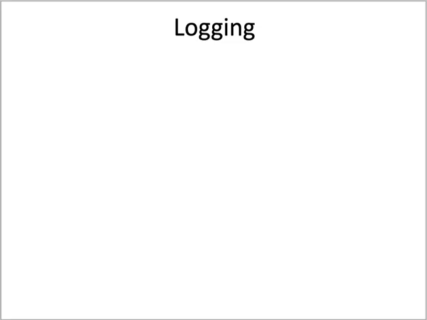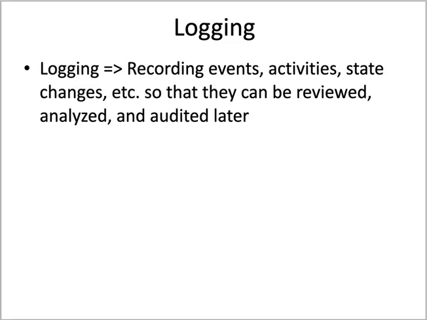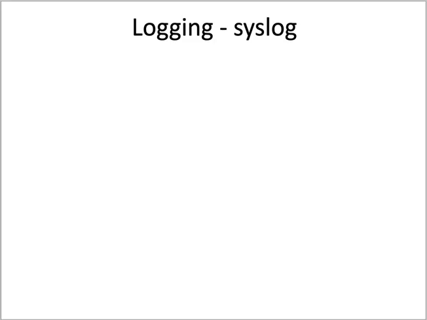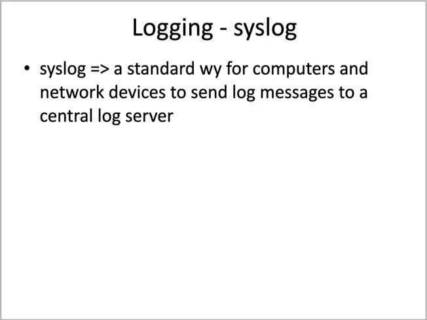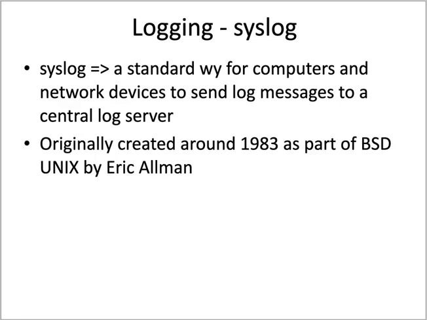The next topic in the chapter is logging, and logging is recording events, activities, state changes, etc. for the purpose of reviewing, analyzing, and or auditing them later. There are several different types of logging that your textbook talks about, or software packages or systems for logging. The first it talks about is syslog. And what we have here is a way to specify messages that are to be recorded. Syslog originally came out in the early 80s, and it was part of BSD Unix. BSD stands for Berkeley Software Distribution.